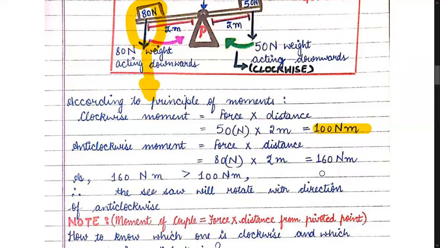Children, if both the answers had come equal, that means both clockwise and anti-clockwise moment come equal, then we say that the object is balanced. But in this case, the seesaw is not balanced, it is unbalanced, and thus it will not be a horizontal line, rather it will depress down from one end.